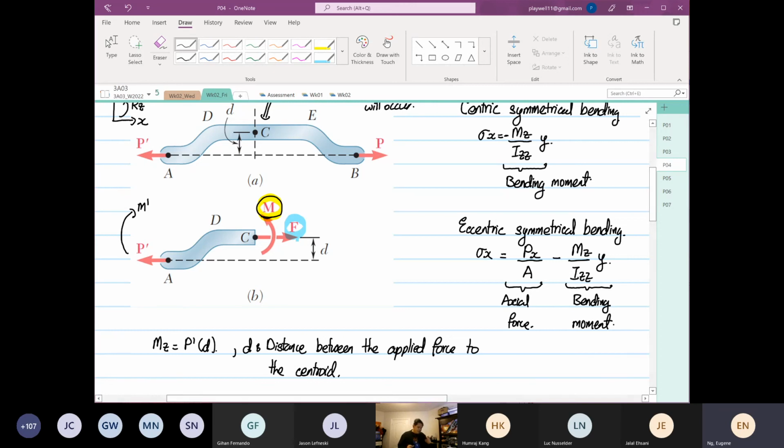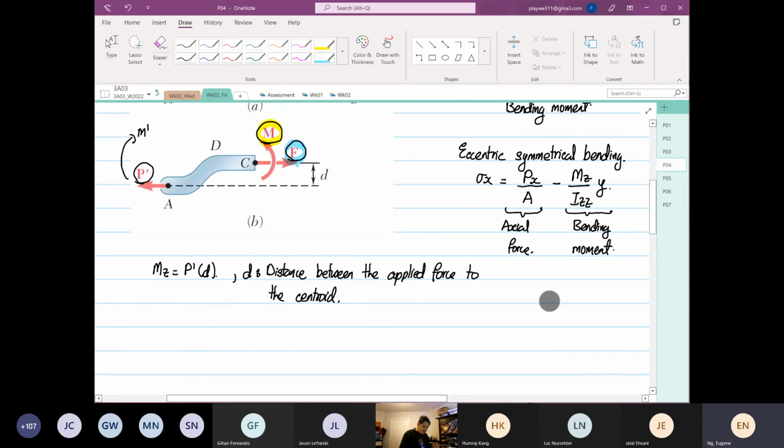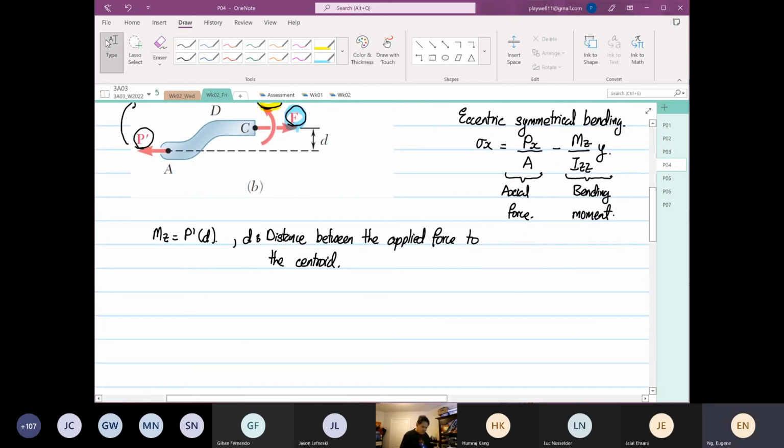A lot of times we tend to forget that when we have P prime over here, we need to have an F in the opposite direction. So M prime and M, P prime and P, and F is due to we apply Newton's what? Third law. Action equal to reaction. Same in magnitude, different in what? Different in direction.